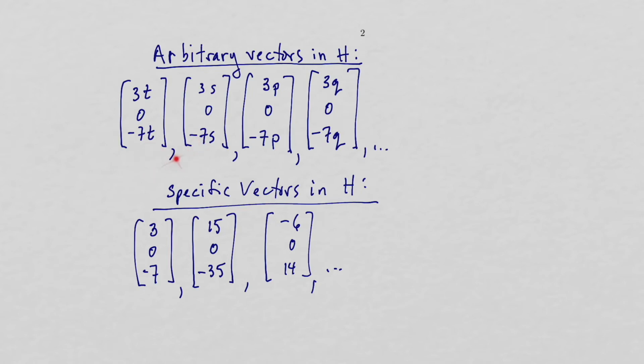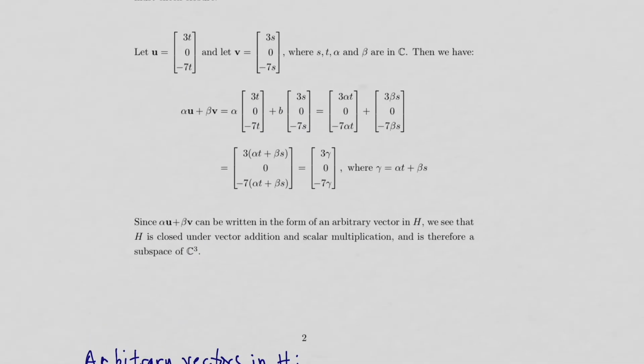What they have in common is that they're both in H. They're both in the form of a vector that's 3 times some number, and then 0, and then minus 7 times the same number that we multiplied up here in the first entry. So just change the letters, 3p, 0, minus 7p, 3q, 0, minus 7q. So we could write down infinitely many arbitrary vectors as well, just changing the letters. Okay, we come back to our example.